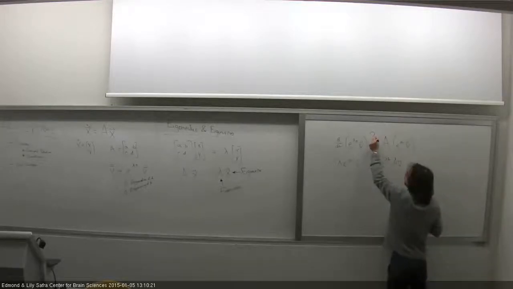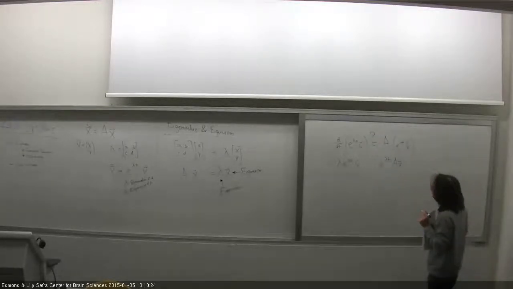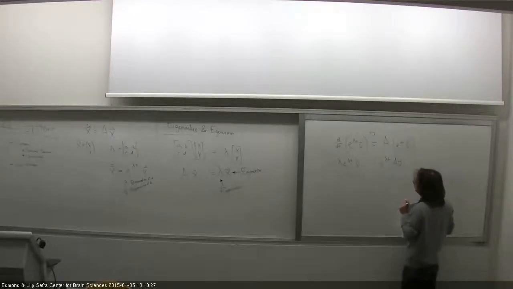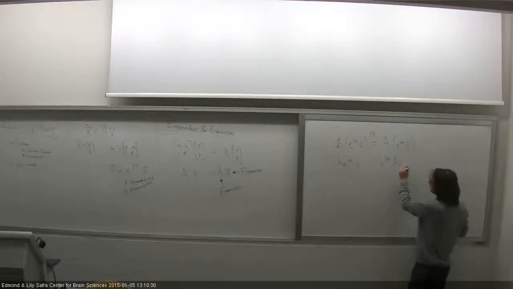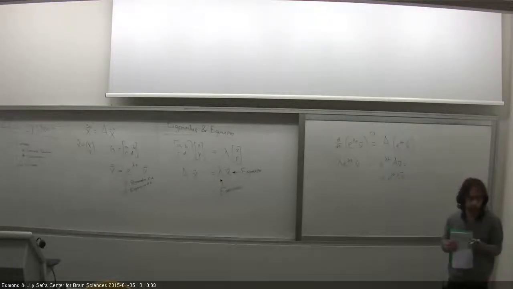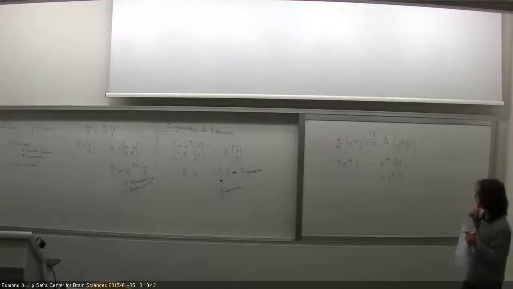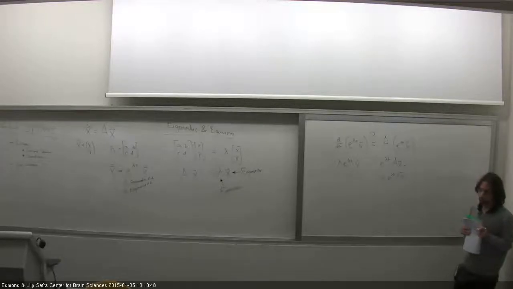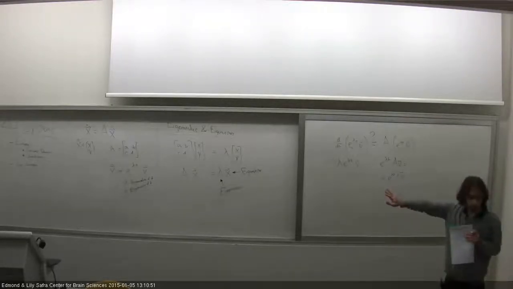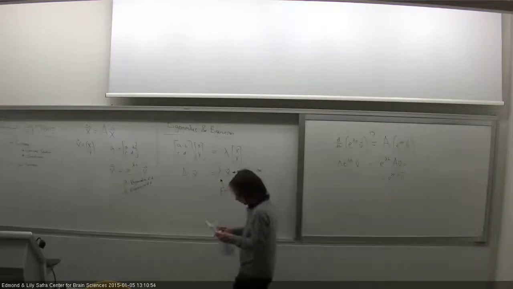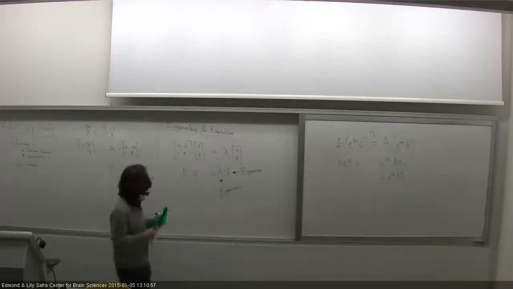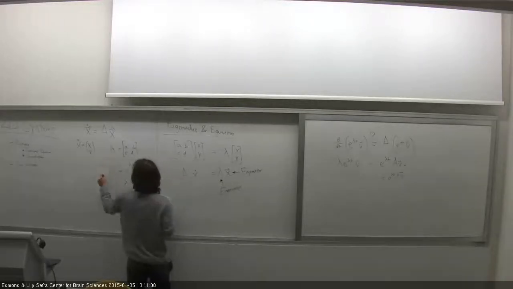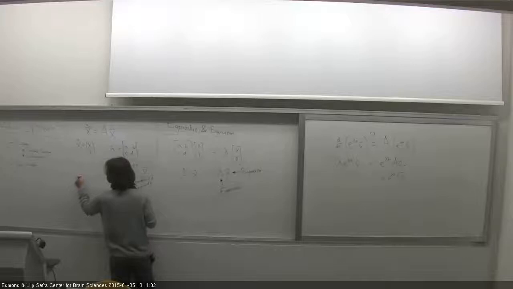So I'm still asking whether these are equal. Okay, and A times the eigenvector is, of course, lambda times the eigenvector. The eigenvalue for this eigenvector times the eigenvector. So this is indeed equal to this. So this is a solution, and we call it an eigensolution.